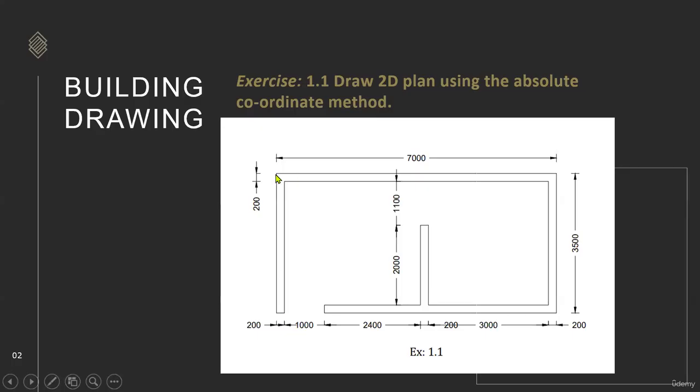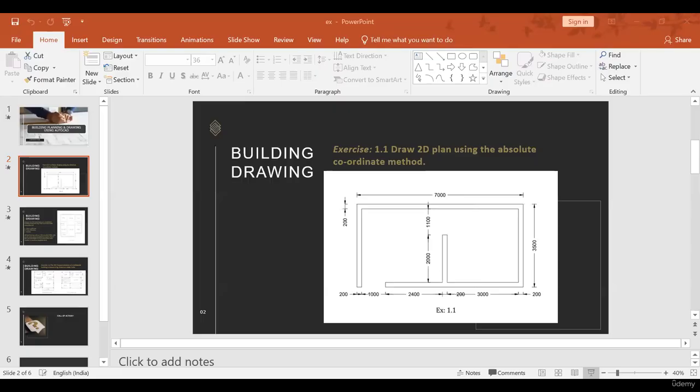Next, this is 200 by 3500. Next, this corner 7000 by 3500, and this corner 7000 by 200. Okay, I just start here.